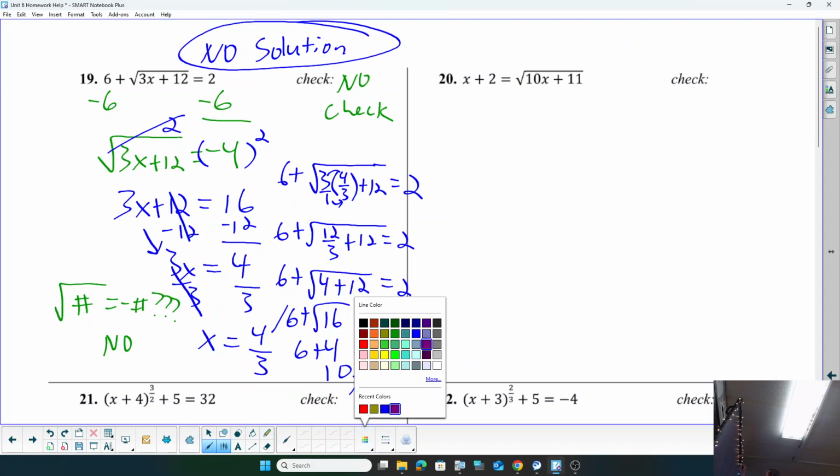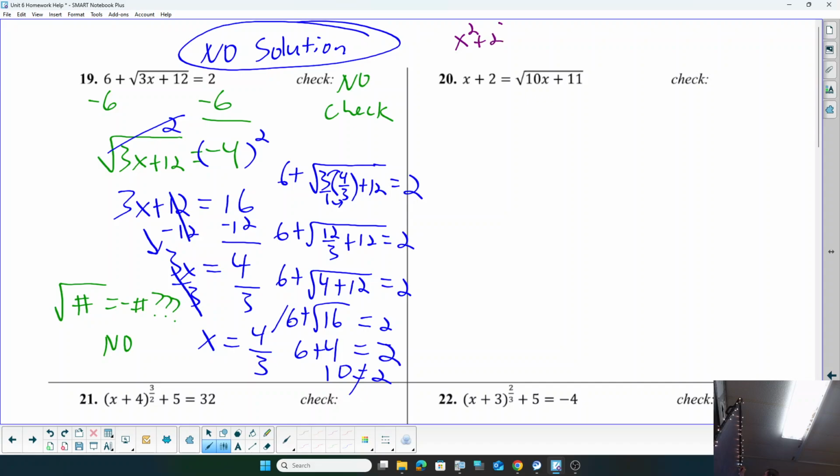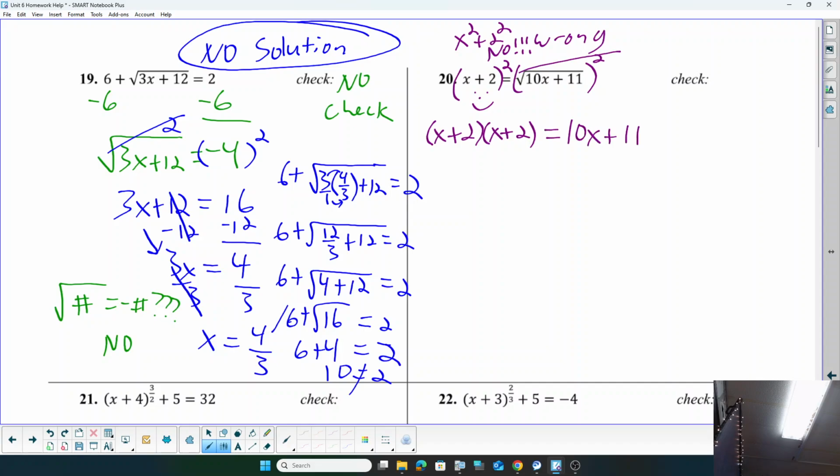But remember, you don't just square the x and the 2 individually. That's wrong. You have to do the whole thing. That means we have x plus 2 times x plus 2, equals, powering 2 both sides. We have to remember to do the middle terms, so you have to power 2 the whole side, not just individual terms.